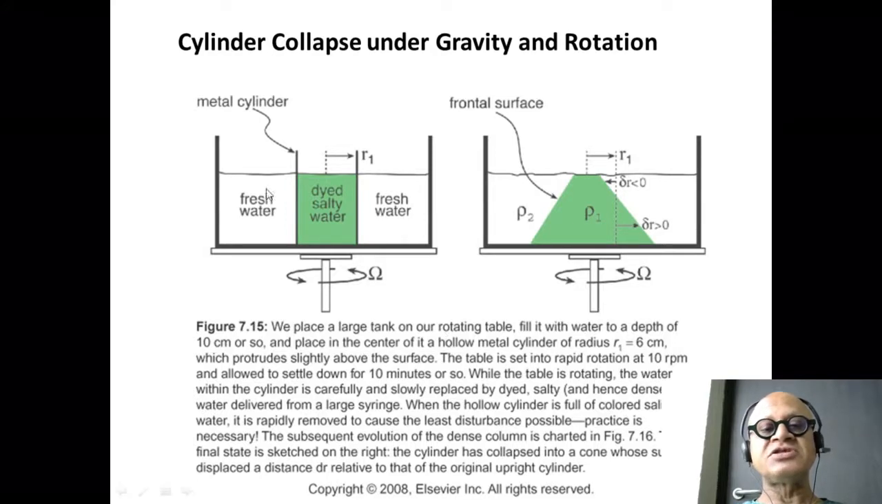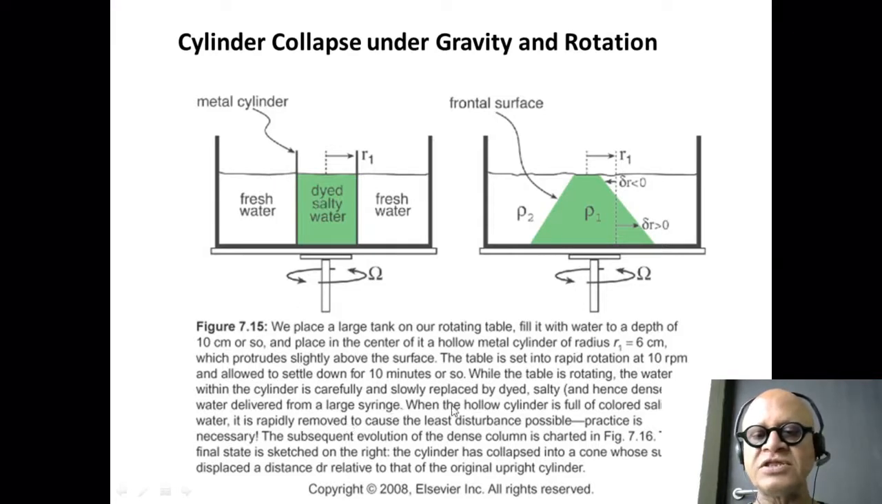So we created this system again where we have the metal cylinder sticking above the water level. Here again a solid body rotation is established, and the table is rotating pretty fast at 10 rpm, and the can is slowly filled carefully and slowly with heavier salt water that is dyed, so that you can see this adjustment that happens when you pull out the cylinder.